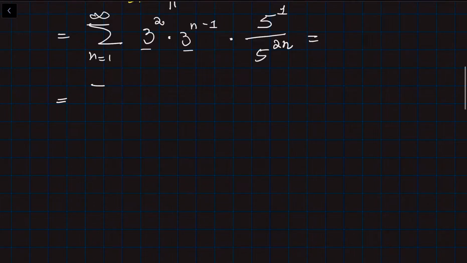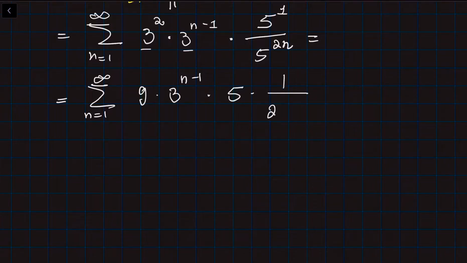So let me continue with this. It's going to be the summation, n goes from 1 to infinity, of 9 times 3 to the power of n minus 1 times 5 times 1 over 25 to the power of n. So I would like to write down this 25 to the power of n also differently. Here I can write this as 25 to the power of n minus 1 times 25 to the power of 1. So in this case, they are going to be the same actually, right? So let me continue simplifying this.